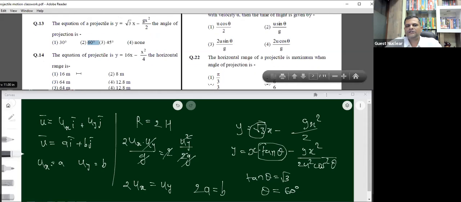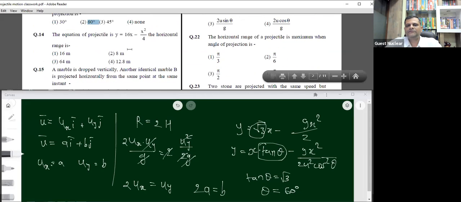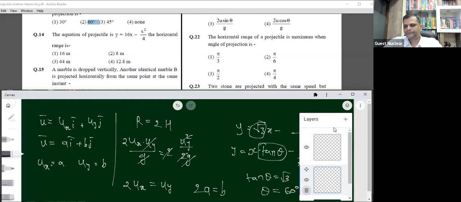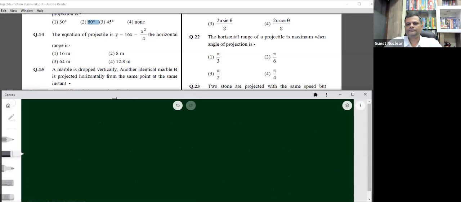Yes. 14th one, the equation of projectile is given as y is equal to 16x minus x square by 4. The horizontal range is, देखो y is equal to 16x minus x square by 4. This is the equation of projectile.